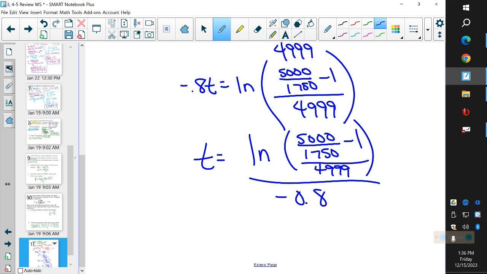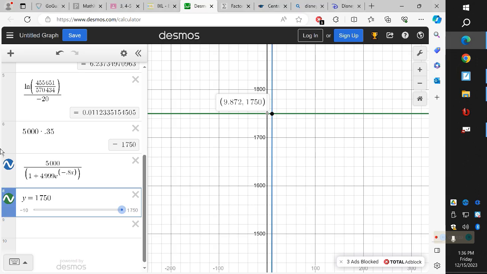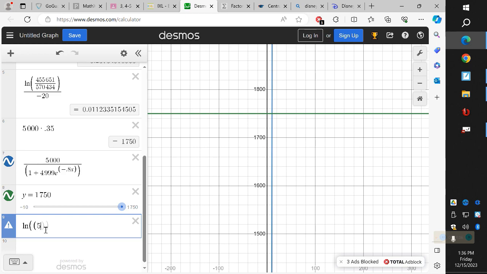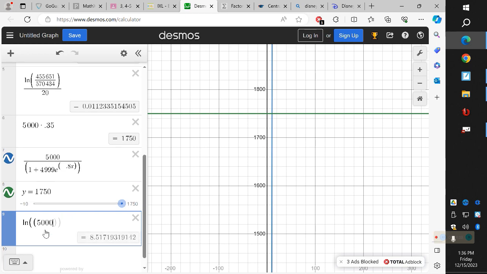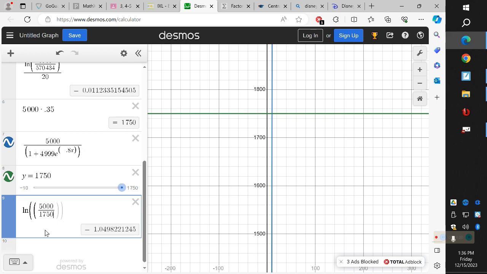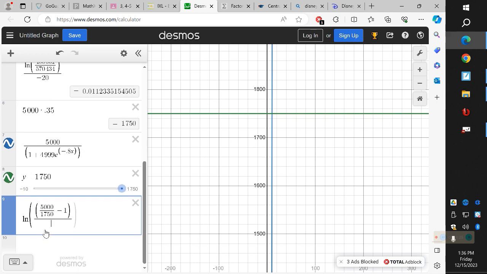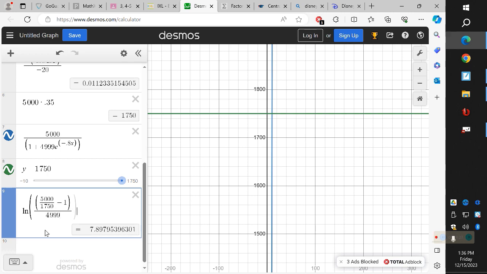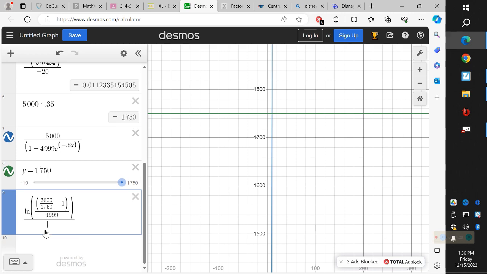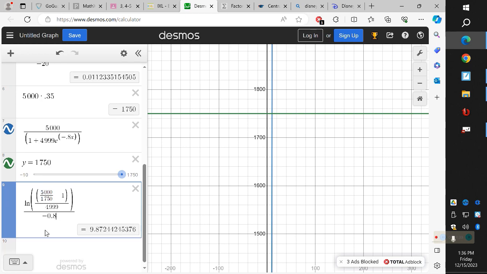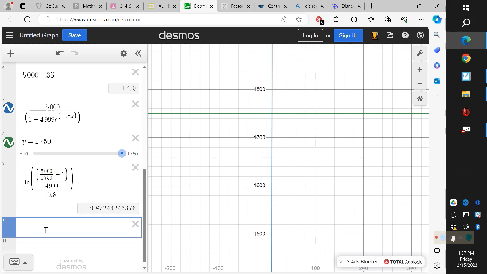So if I come over here and type this into Desmos, I have ln of 5,000 divided by 1750 minus 1, divided by 4,999, yes? And then all of that divided by negative 0.8, yes? Well, that is ugly. Hey, looky there. 9.87. Is that what we got before?